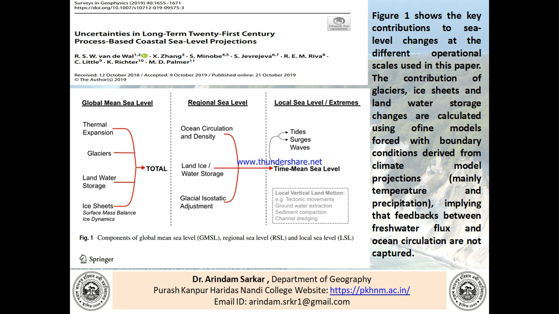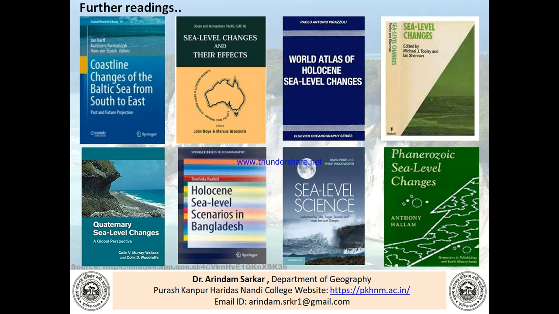Sea level change at different operational scales is used in this paper. Actually, the contributions of glaciers, ice sheets, and land water storage changes are calculated using offline models forced with boundary conditions derived from climate models, mainly temperature and precipitation, implying that feedback between the freshwater flux and ocean circulation is not captured. Those are some references. For further study, you can go through this.